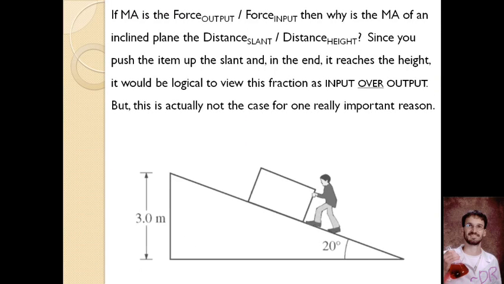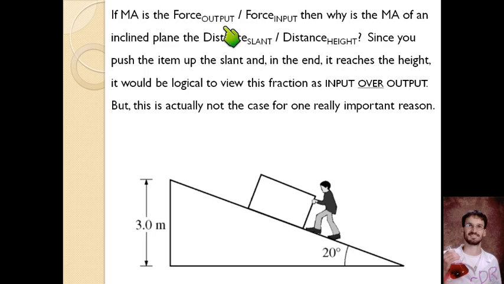So let's break this down. If mechanical advantage is the output force divided by the input force, then the question here is, why is that the equivalent of the length of the slant divided by the height of the ramp? Because if you really think about this, if you're looking for connections, you would think, I am pushing the box up the slope of the ramp. So that's my input. That's what I'm doing. I'm actually doing this when I use the machine.